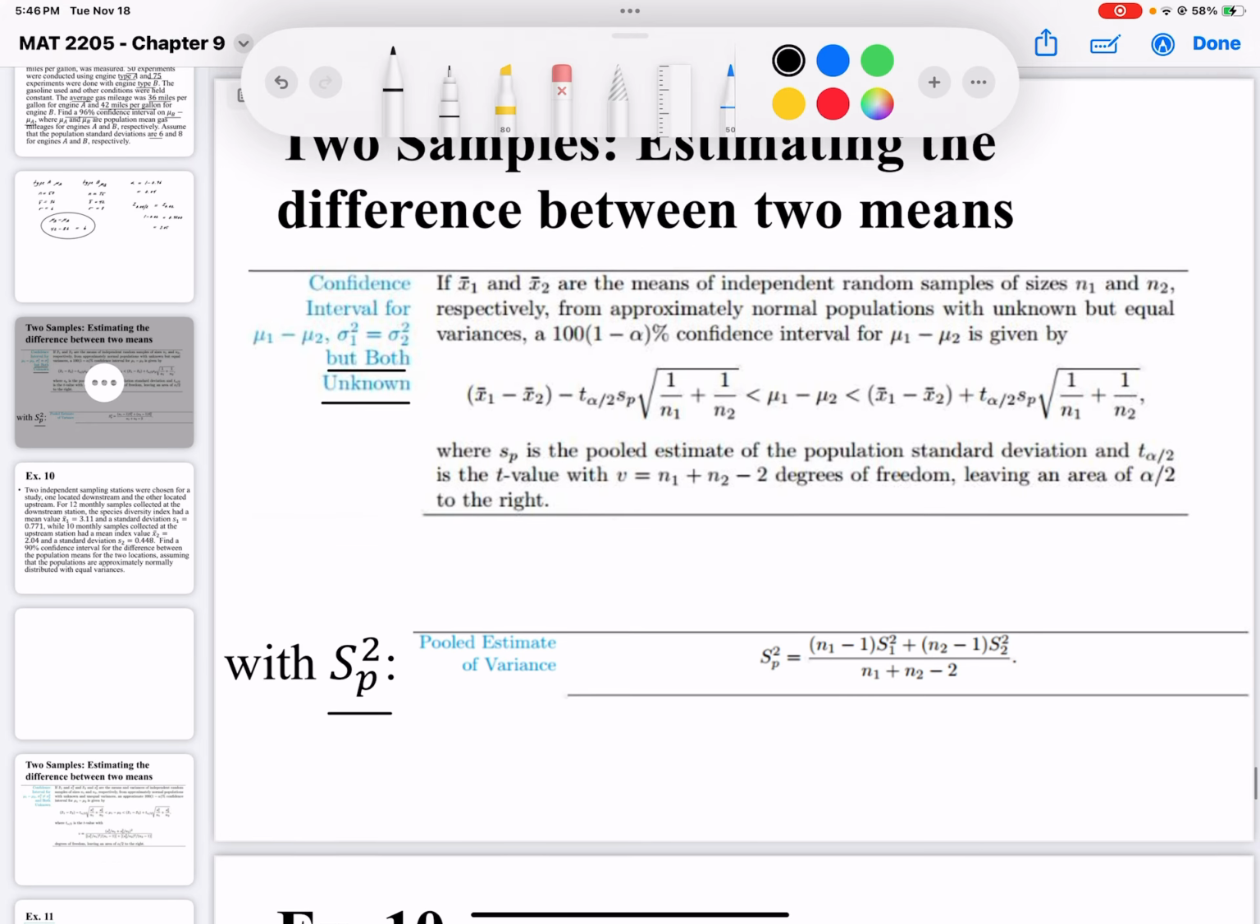Let's keep trolling. Okay, so this one, very similar. The only difference is both the variance and standard deviations are unknown. And so instead of Z sub alpha, I'm going to use T sub alpha. But I do have a pooled estimate of variance, so I need to find that as well. How do I know? Because I see that S_P here in the formula. So I probably need to find that first, okay?